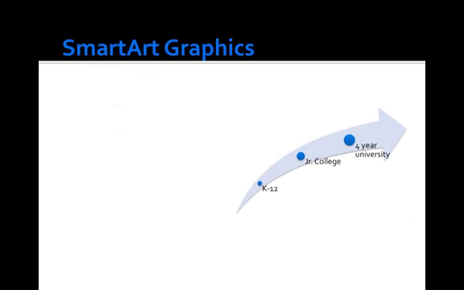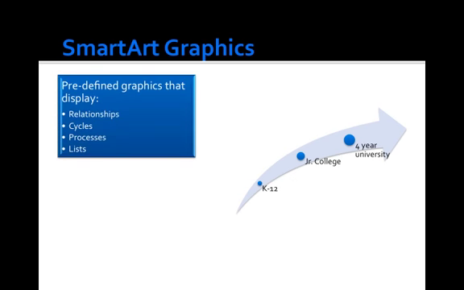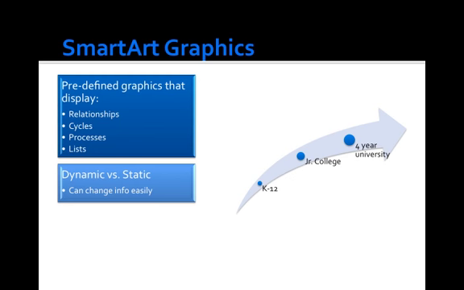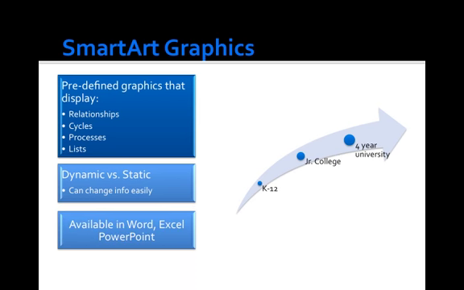All right, let's talk about SmartArt graphics. These are way cool because you can actually employ images and utilize the predefined graphics that are inside of the Microsoft Office products. So these predefined graphics, they will allow you to display relationships, cycles, processes, and lists. For example, this guy right here that you're looking at, well, this is a process, K through 12, junior college, and four-year university. SmartArt graphics are dynamic. They're not static. In other words, you can change them very, very easily. And they're also available in Word, Excel, and PowerPoint.